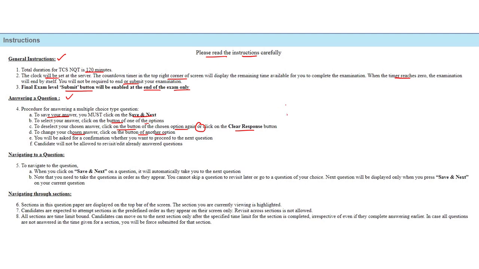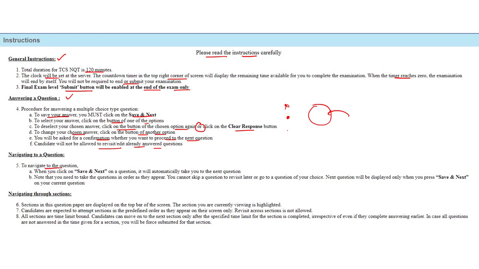Since four options are there, if you choose one and you don't want it, you want another one, click directly on the other one, and the earlier one will get deselected. Now you will be asked for confirmation whether you want to proceed to the next question, because revisiting an already answered question is not allowed. Even if you leave a question and try to move ahead, there is a chance you might not be able to revisit. So whatever question is there, try to attempt it immediately at that point of time only.